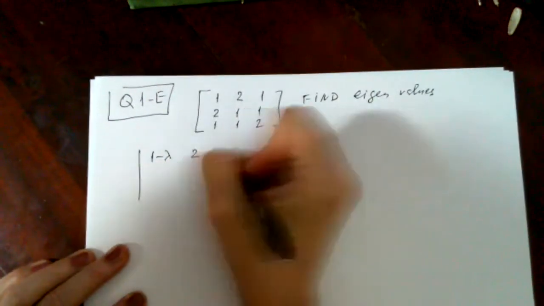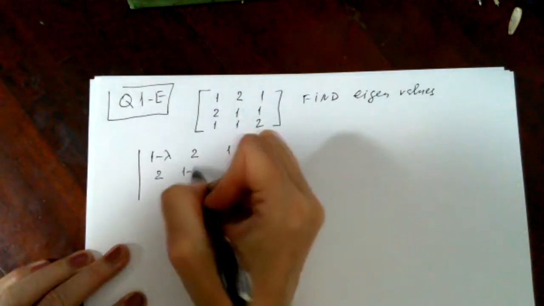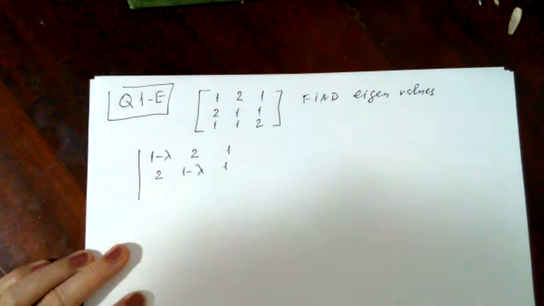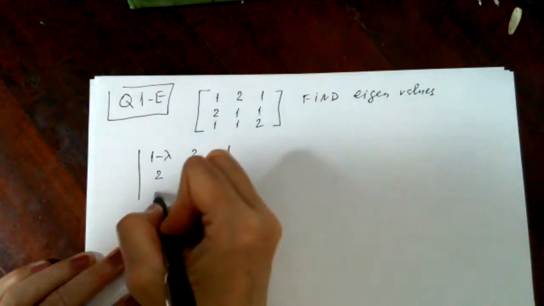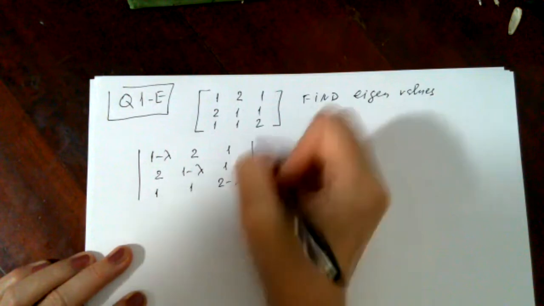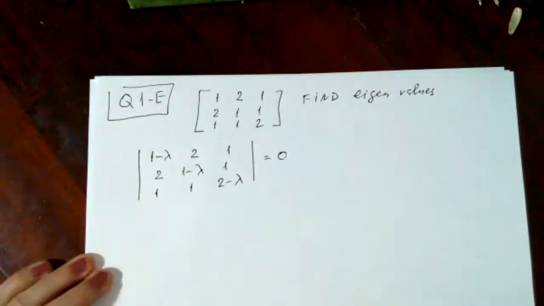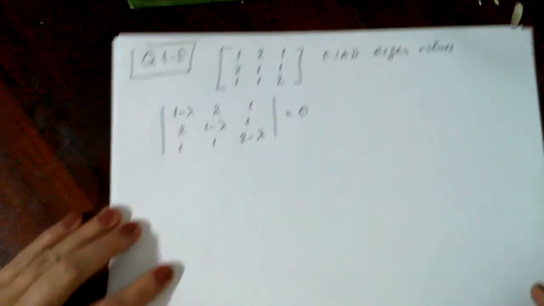So 1 minus lambda, 2, 1. This is our first row. 2, 1 minus lambda, 1, second row. And the third row is 1, 1, 2 minus lambda. We are putting vertical bars around it because it's a determinant and equal to 0. So this is our characteristic equation.